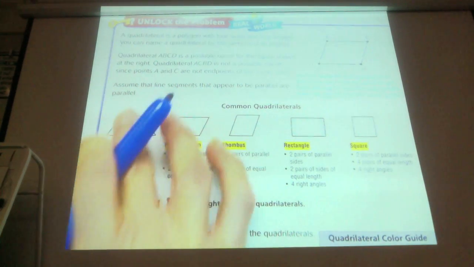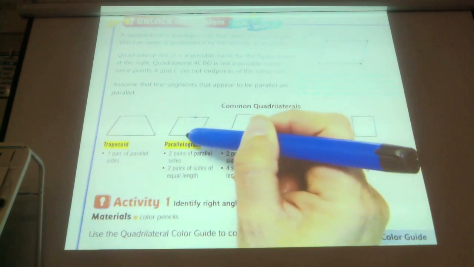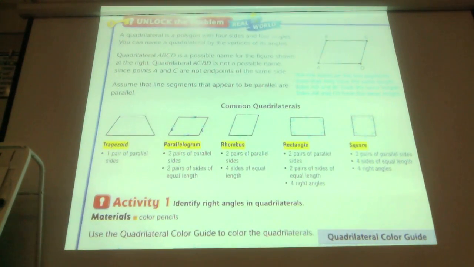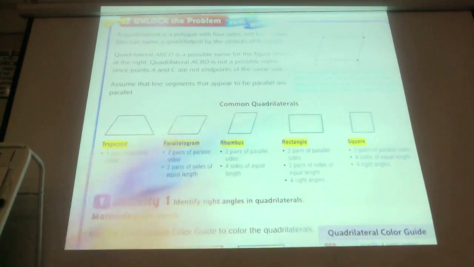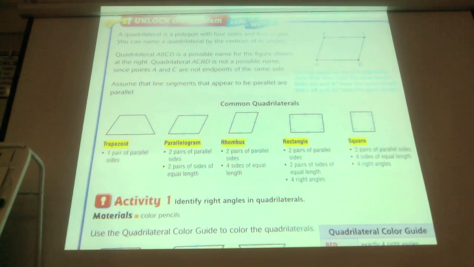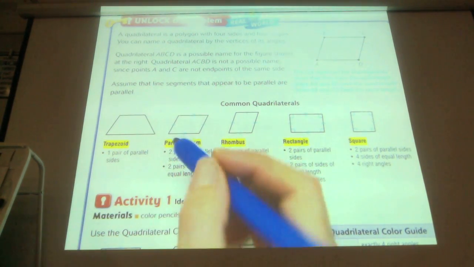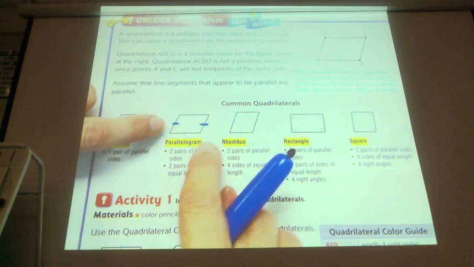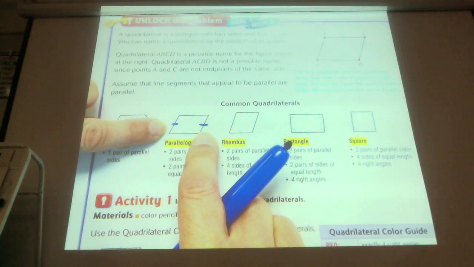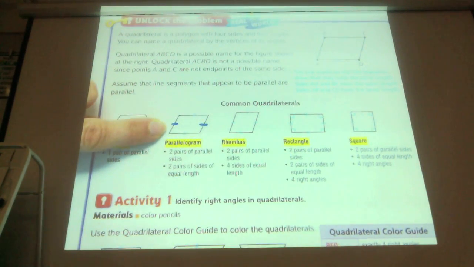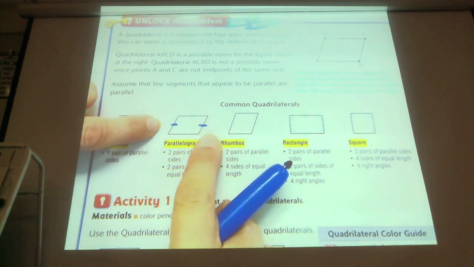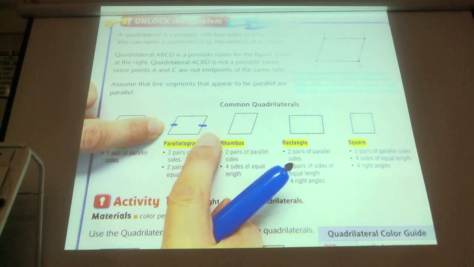So let's look at what that means. Does this appear to be parallel with this? Yes. Does this appear to be parallel with this? Yes. So the next test is, do the sides appear to be the same length? In this case, we have these little dashes. That tells us that whatever two lines have the dashes, those are the same length. So just by looking at the drawing, if they have those two little lines, the one line here and the one line here, that means that side is equal length to that side.